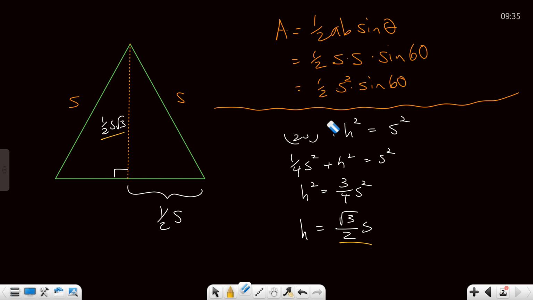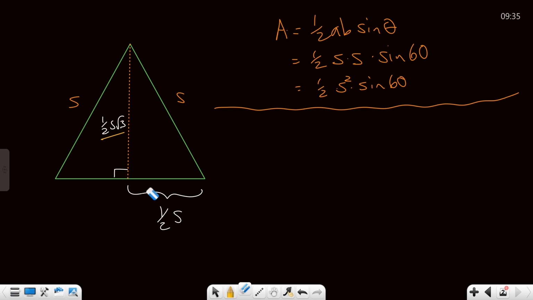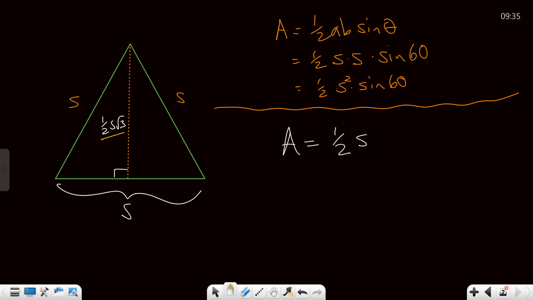Okay. I'm going to get this out of the way. And now we're going to come back and do the area of this triangle. I don't need this anymore. I know that the base here is S. So the area of that triangle is equal to 1/2 times the base times the height, which, when you clean that up, is S squared times the square root of 3 over 4.